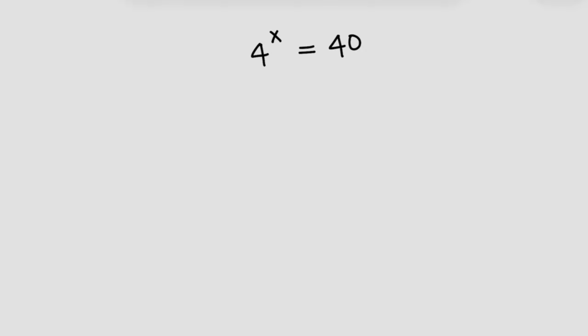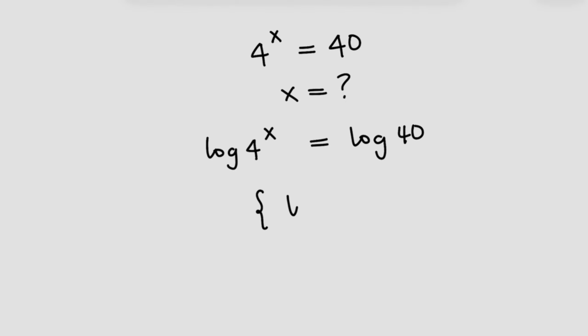Let us solve for x in this problem. 4 raised to power x is equal to 40. X is equal to what? We can find the logarithm of both sides, and apply log p raised to power n equals n log p to the left hand side.